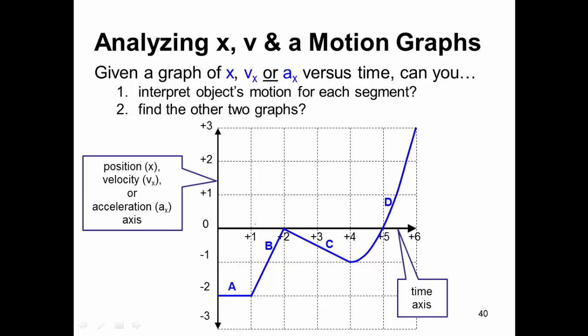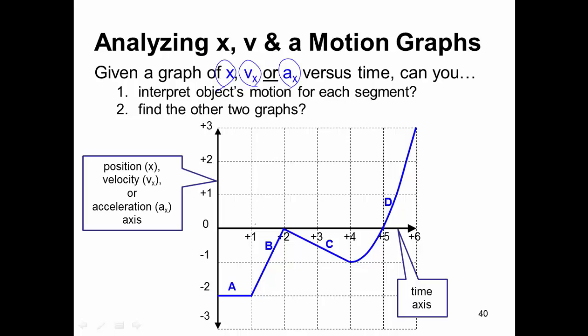Now that you know a little bit about motion diagrams and motion graphs, let's take a look in more detail at how to interpret motion graphs. We have three different types of motion graphs we'll be dealing with. We've got position versus time, which we could use an X, Y, or Z to represent our position. We have velocity versus time, and we have acceleration versus time.